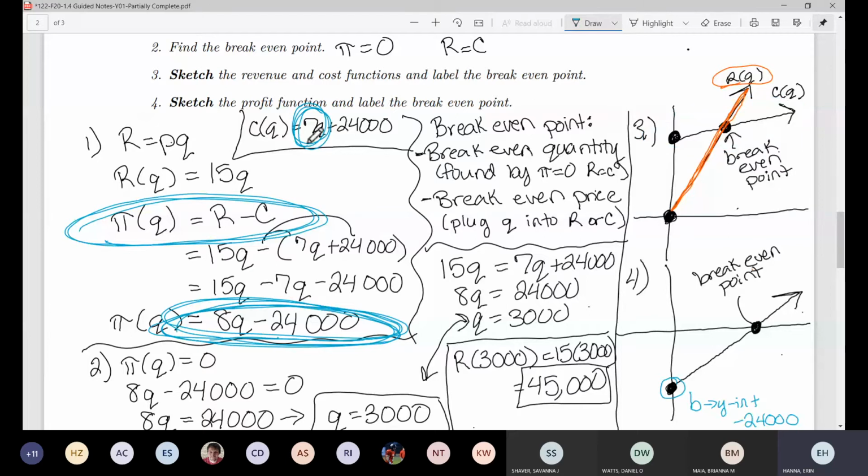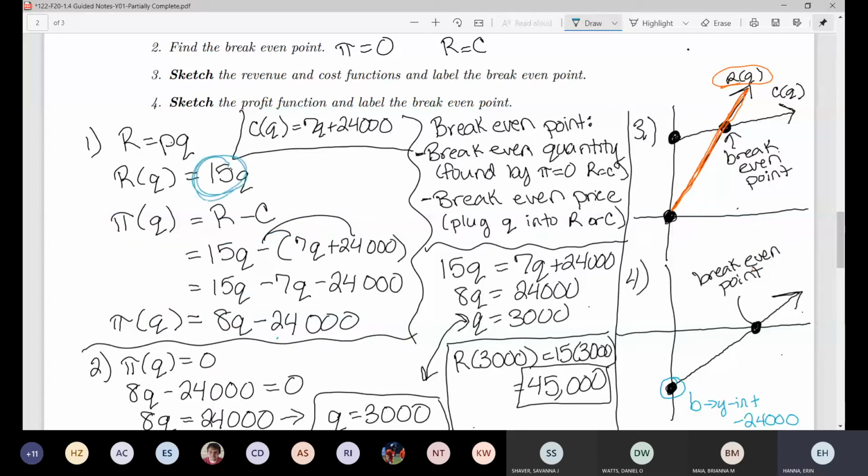Whereas comparing that to the slope of R of Q, our revenue slope was 15, which is much steeper than 7. So I wanted to make the revenue function steeper than my cost. Again, I'm sketching it, so I don't need to make it perfect. It just needs to look steeper than the cost function I just drew. I know that's a little wishy-washy because it's a sketch, but does that make sense, Rihanna?